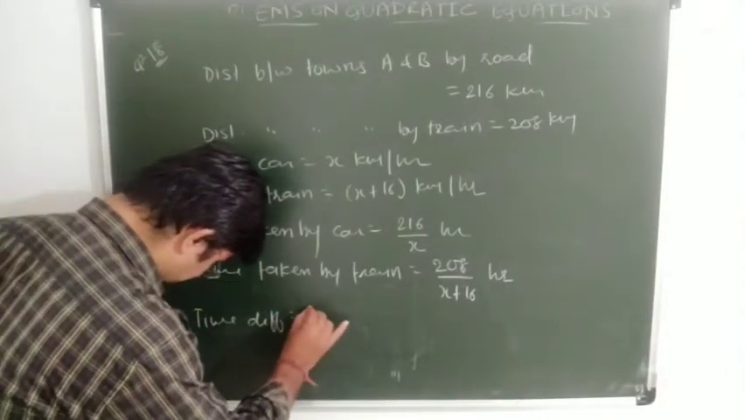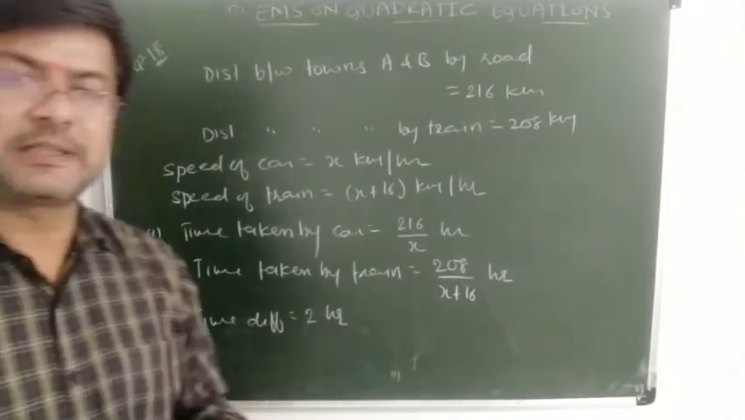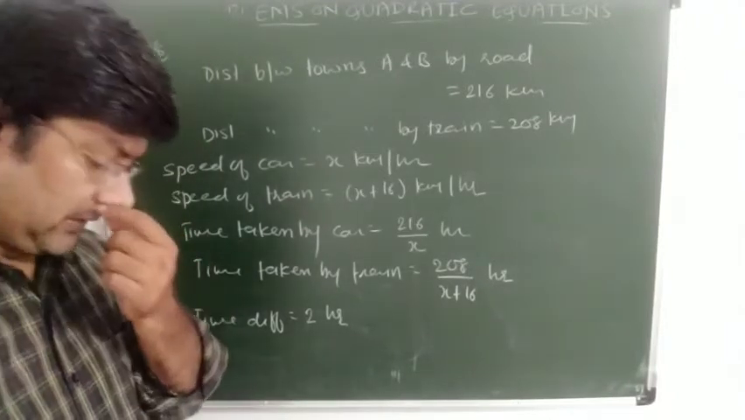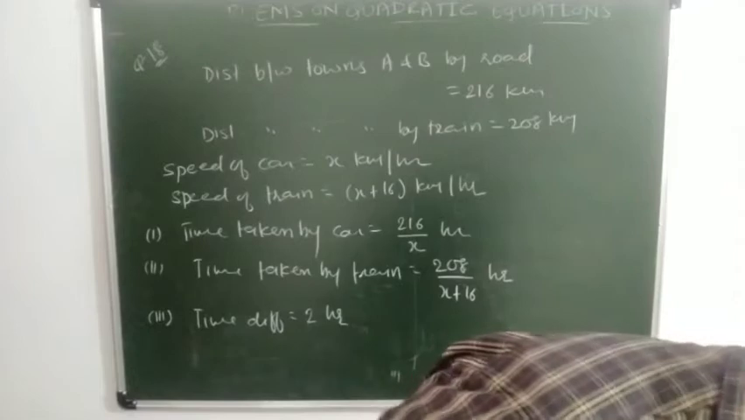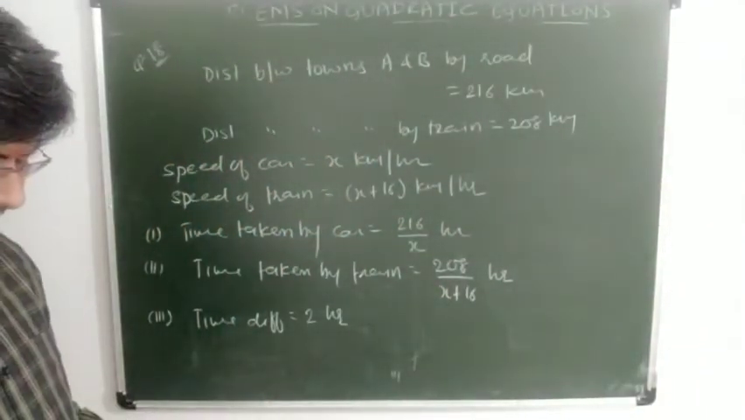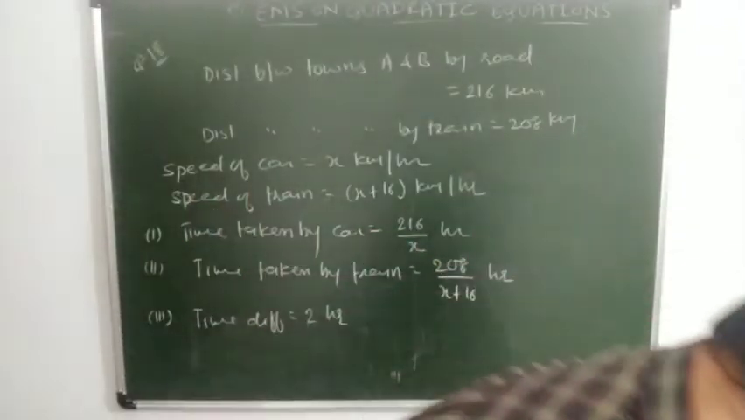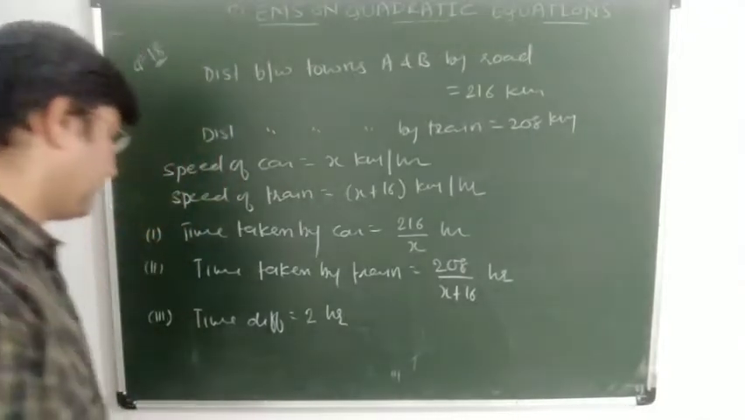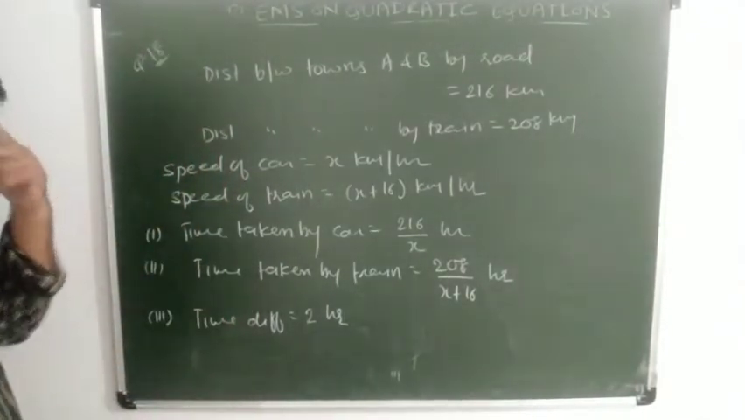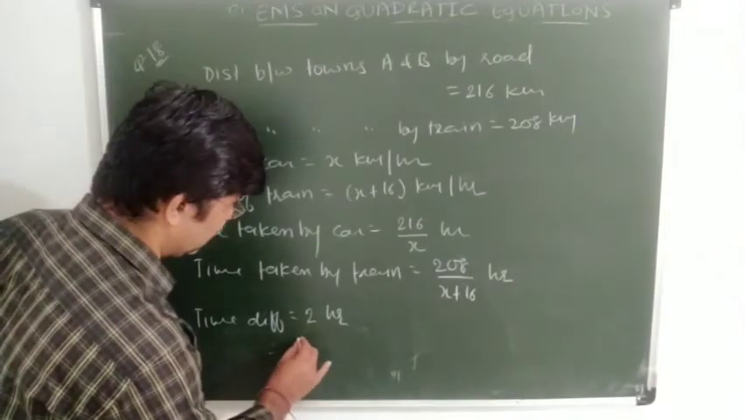The time difference is 2 hours. That is obviously the one which is moving at less speed. The train takes 2 hours less, so the train is faster or reaches earlier. Clear? So first, time taken by car minus time taken by train. So we can write the expression in this way.